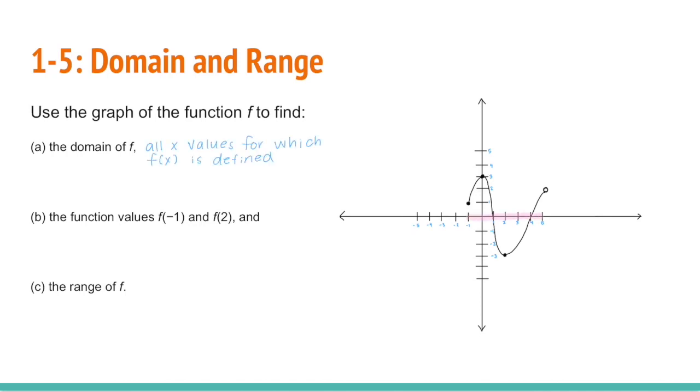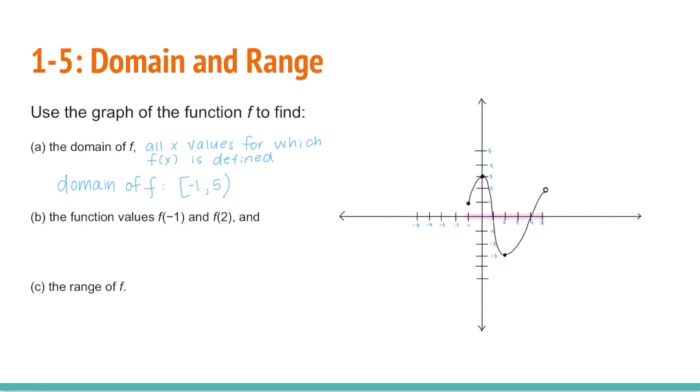So our domain is all values of x for which f of x, the function, is defined. So for us, that starts here at -1, and that's included because it's a closed circle. And then it goes all the way over to 5, but that's not included, so I'm going to use a parenthesis instead of a bracket because that's an open circle.